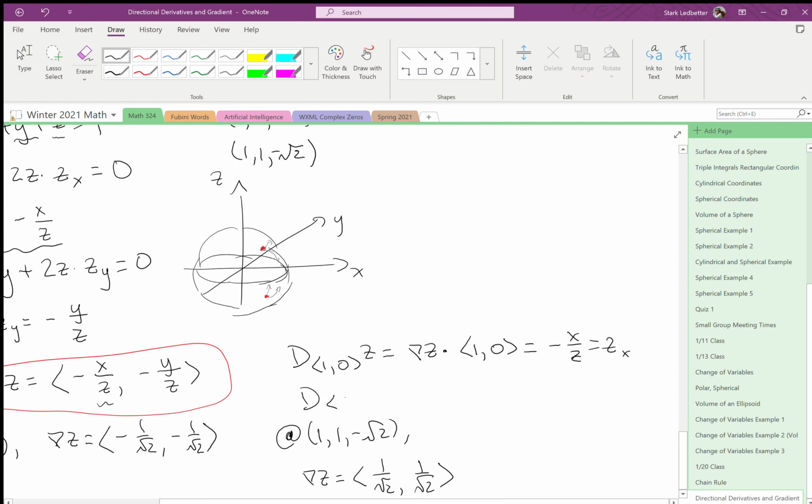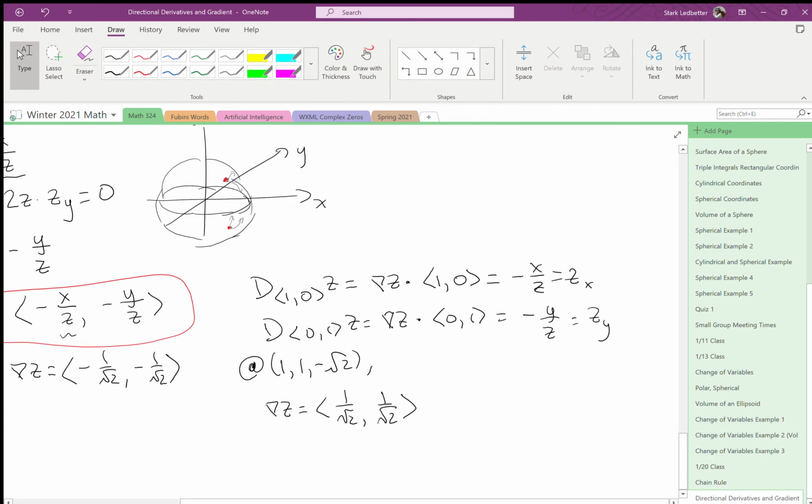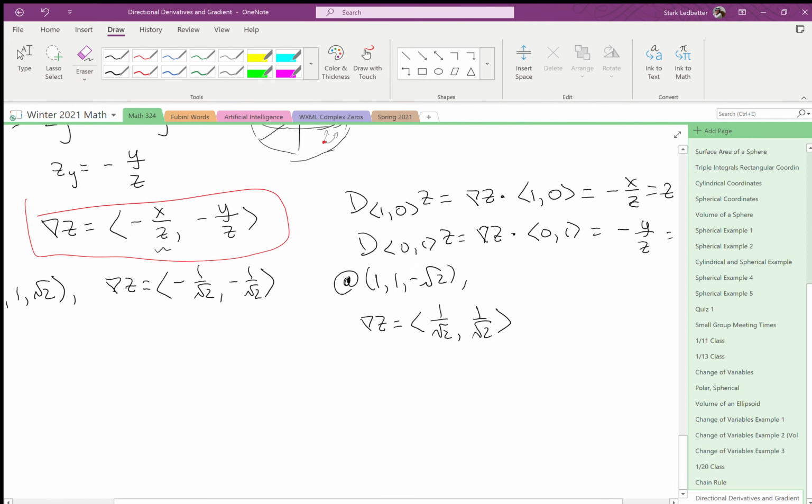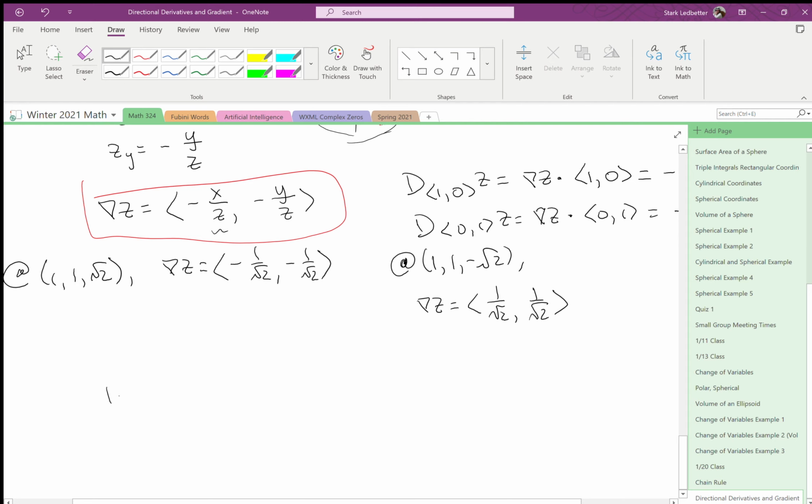And then the directional derivative in the direction 0 comma 1 of z is del of z dotted with 0 comma 1, which is negative y over z, which is z sub y. Okay, that's good. Those are by definition. Now, let's look at the directional derivative in the direction 3/5 comma 4/5 of the function z at the point 1 comma 1 comma root 2.